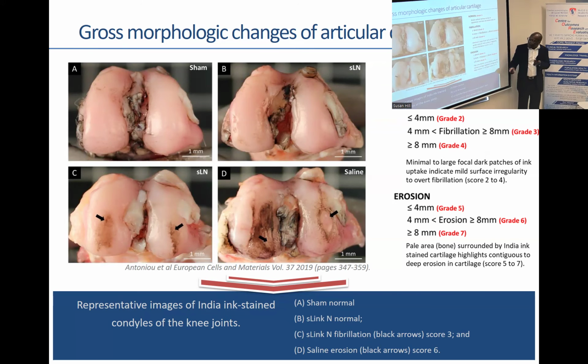But you can also quantify this, and the quantification is such that for normal, you put it at grade 1 because you are using something called India ink.